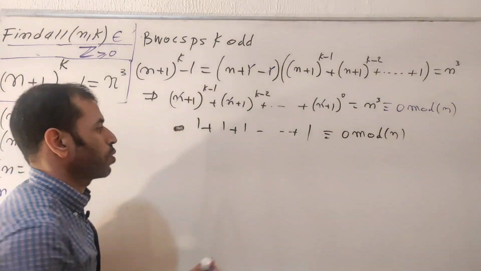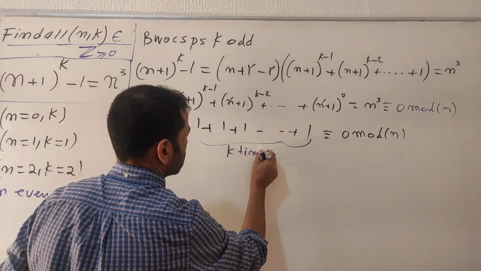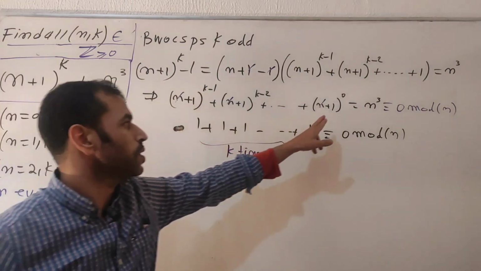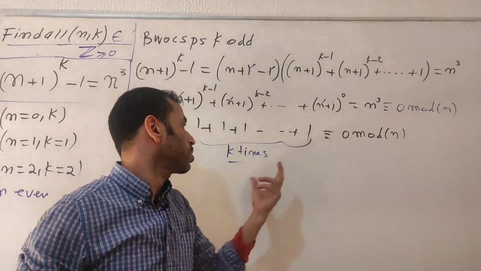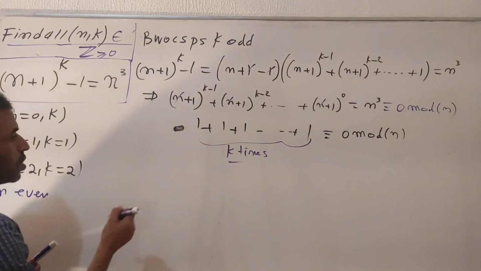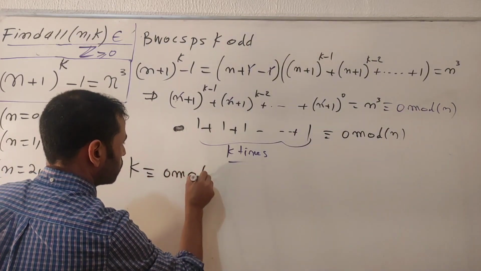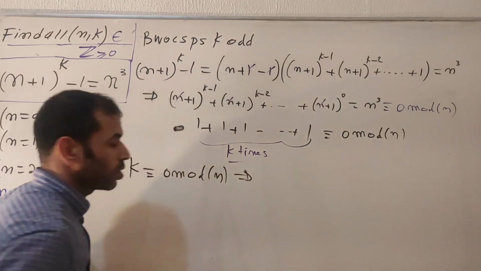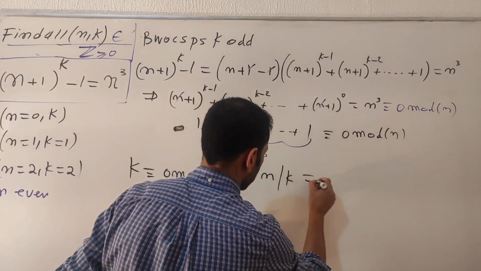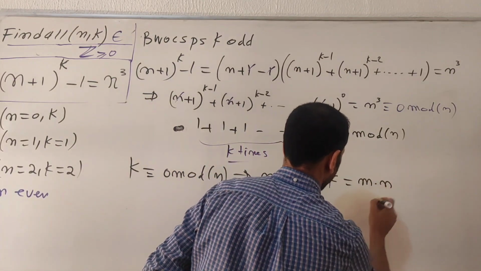So how many 1s do I have here? This one is k times, because we get k minus 1 times plus this 0. This is included, which means I have k times here. So k is congruent to 0 mod n. According to the divisibility statement, we get n divides k. It's equivalent to k equals m multiplied by n.